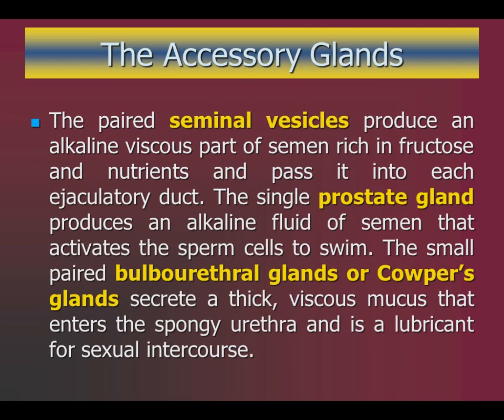The paired bulbourethral glands, also known as Cooper's glands, are about the size of peas. They are located beneath the prostate gland on either side of the membranous urethra. They secrete thick, viscous, alkaline mucus. Their ducts connect with the spongy urethra. This secretion is the first to move down the urethra when a man becomes sexually aroused and develops an erection. It functions as both a lubricant for sexual intercourse and as an agent to clean the urethra of any traces of acidic urine.